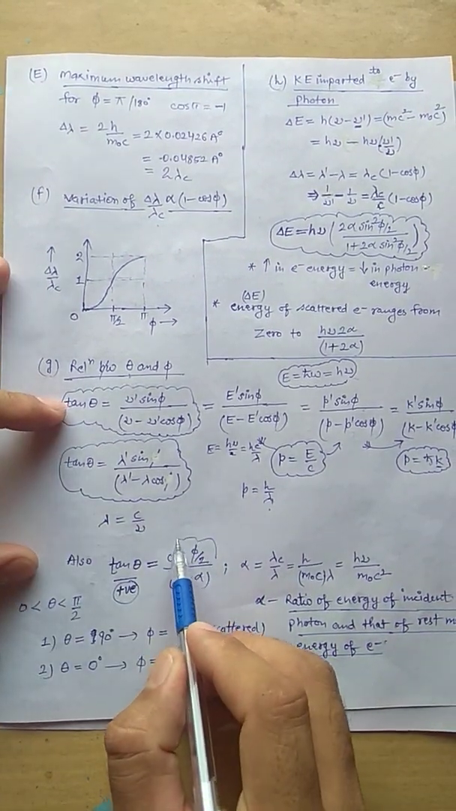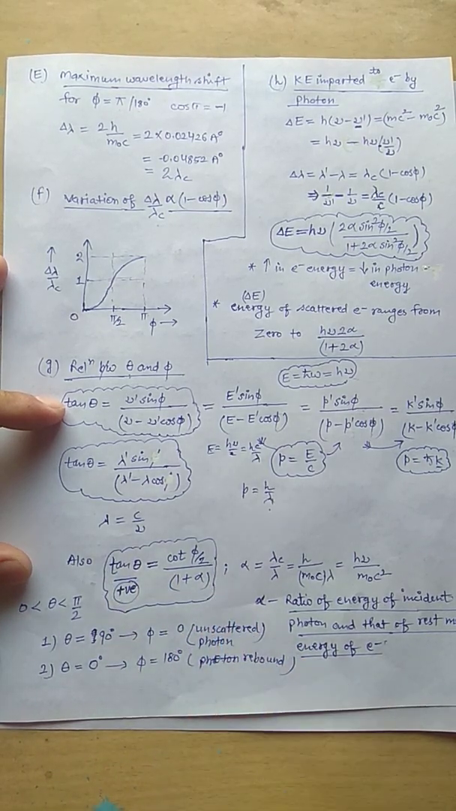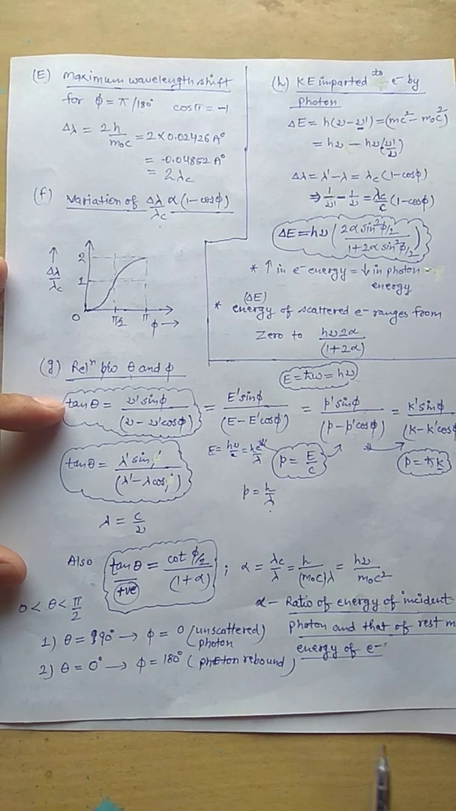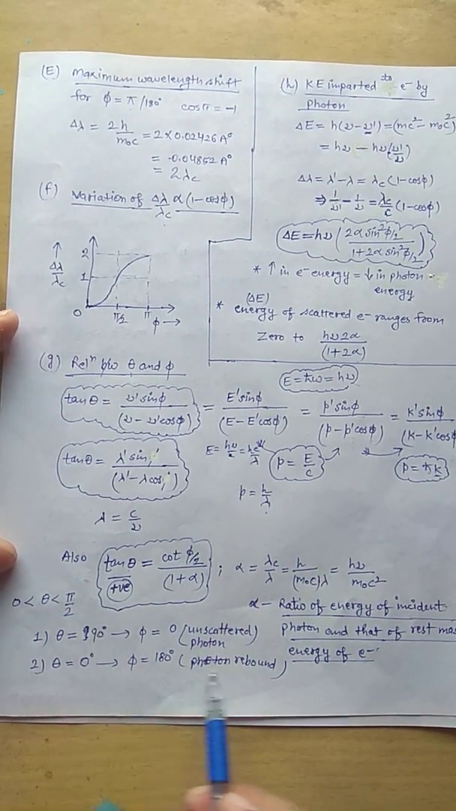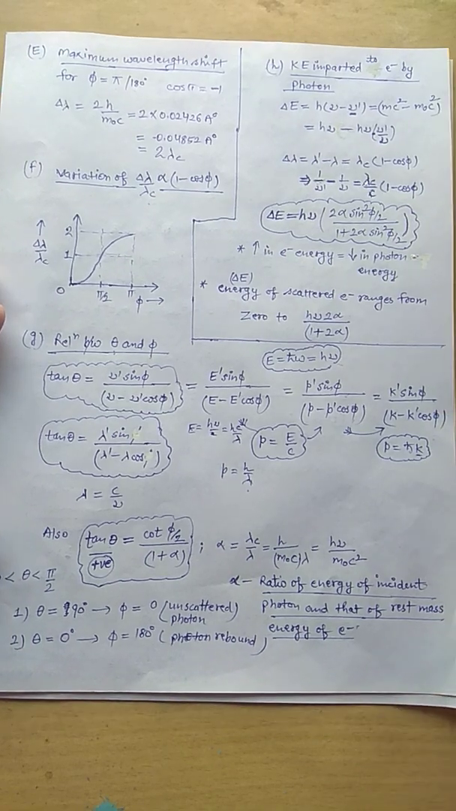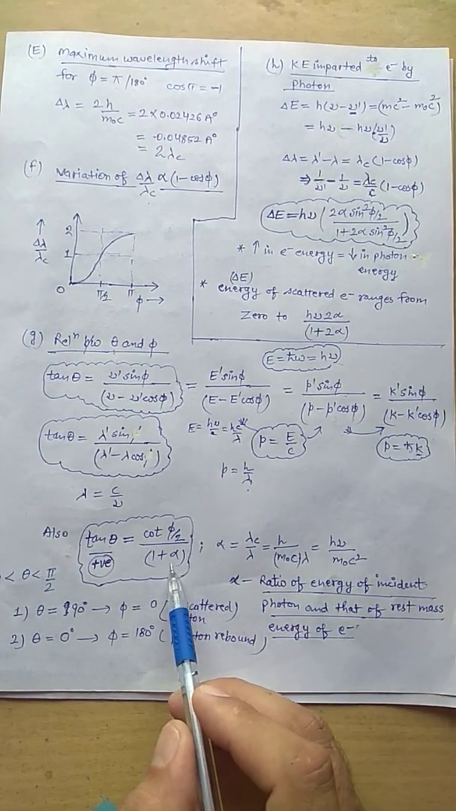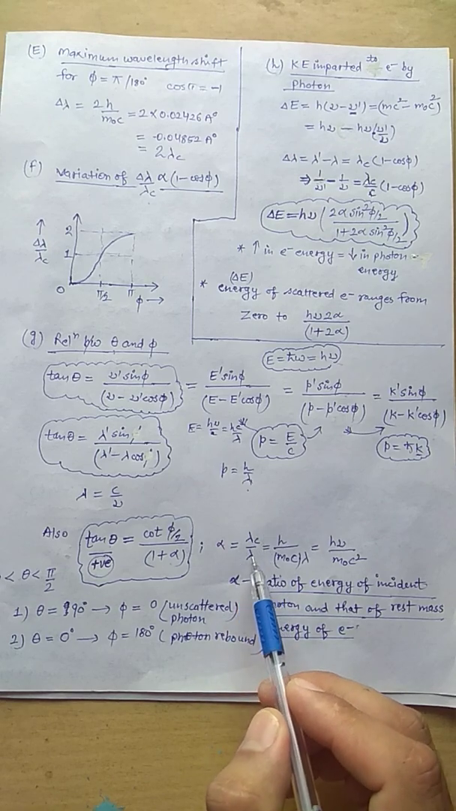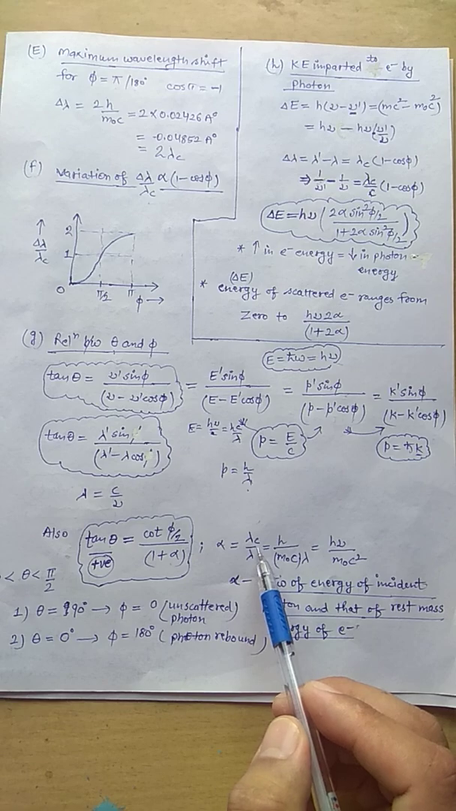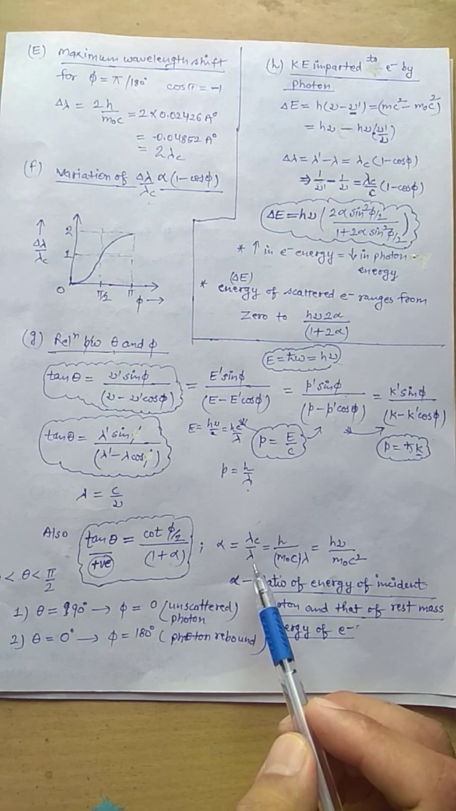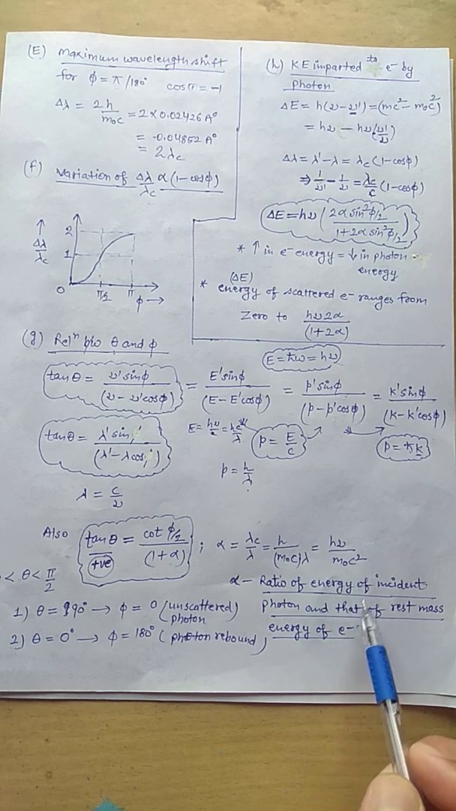And one more important formula is this, which connects phi and theta. Okay, and from here you can see the various cases. So here alpha is the ratio of the Compton wavelength and the wavelength of the incident photon. So if you substitute these values, then you can get this.